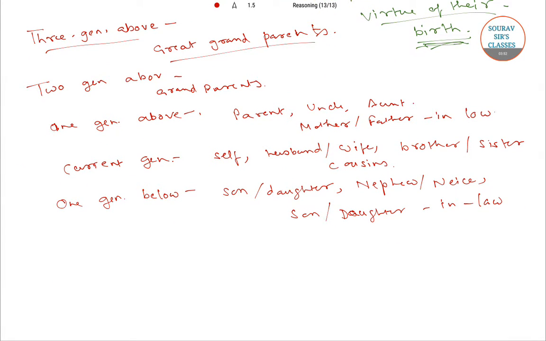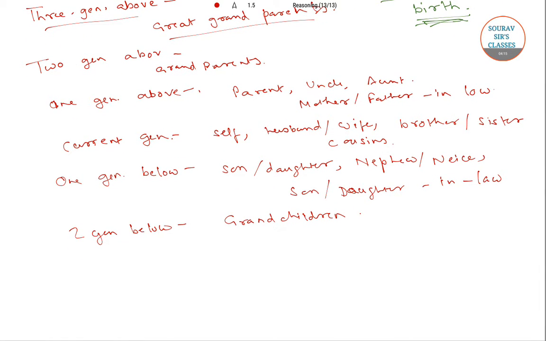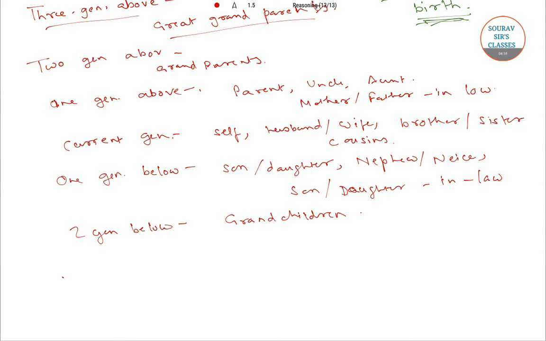Two generations below would be your grandchildren, whether by blood or marriage, that is grandson-in-law, granddaughter-in-law, or your own grandson, granddaughter. 3 generations below would be your great grandchildren.